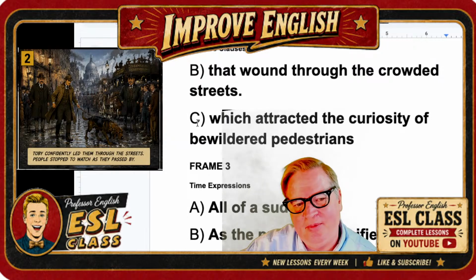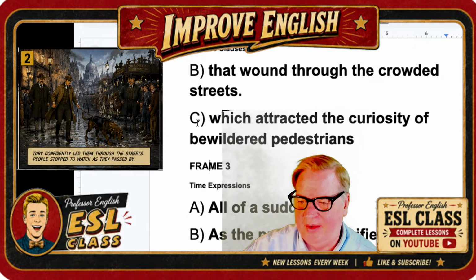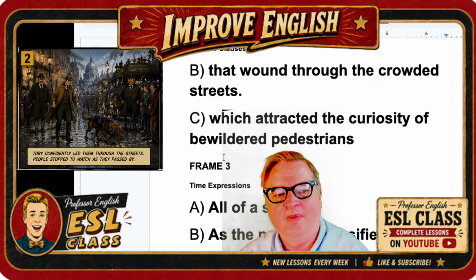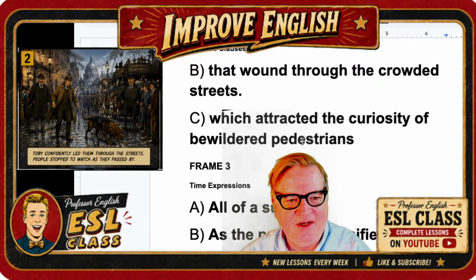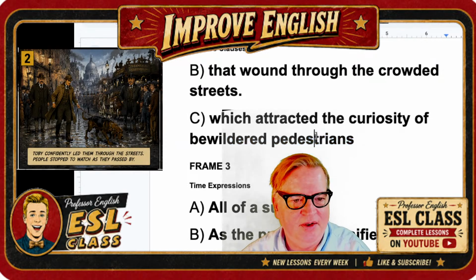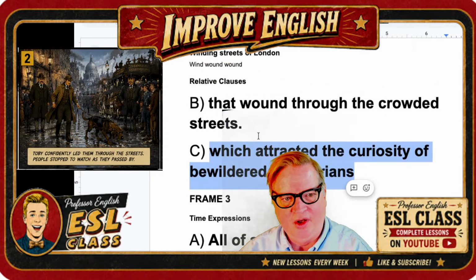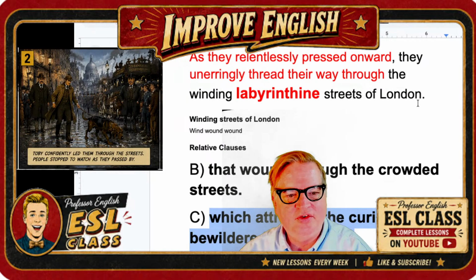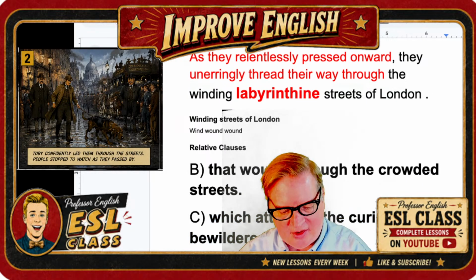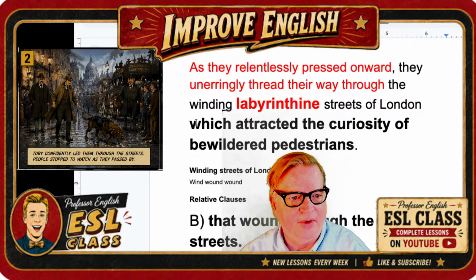Have you seen that word before? Podiatrist? That's a foot doctor. I learned the names of doctors before, but I just forget. So PED means foot. People who are on foot is what pedestrian means. People not in a car, not on a horse, but on foot, walking around. So we can put that at the end: which attracted the curiosity of bewildered pedestrians, of the confused people walking around.